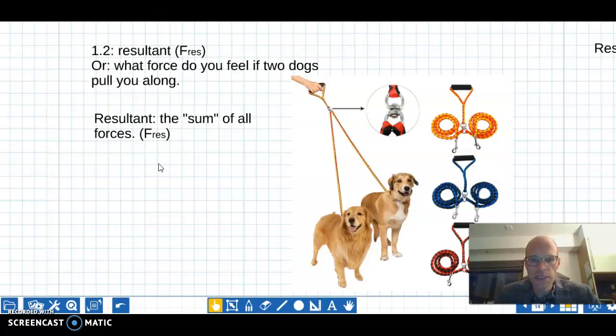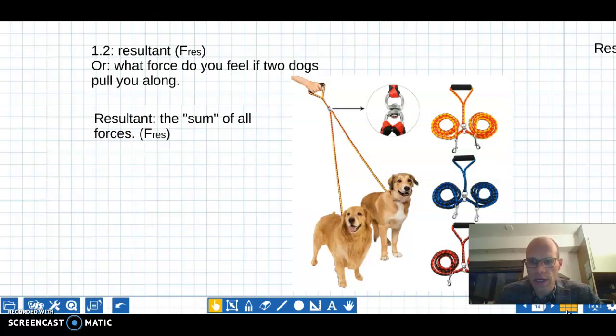The resultant is the sum, between brackets, of all forces, because you cannot simply add them. Sometimes you need to add, sometimes you need to subtract, and sometimes you need to draw. It depends on the situation. The resultant, we're going to write down as F res. It could also be called the net force, but this is what we're going to use, F res.